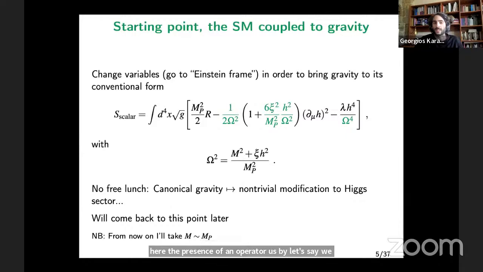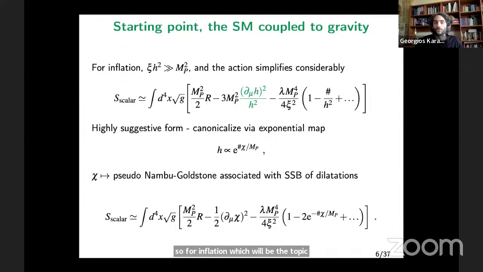And let me note that in what follows, I'm not going to distinguish between M and M Planck. They're roughly of the same order of magnitude for all practical purposes. So for inflation, which will be the topic of my talk here, I'm going to focus only on inflation field values h over M Planck squared over ξ. And in this particular limit, the action simplifies considerably. So the conformal factor only contains the ξ h² term.